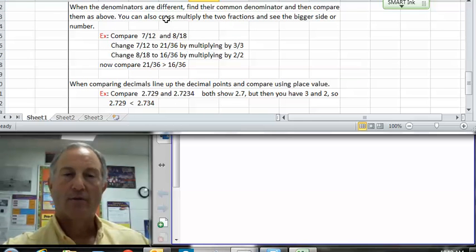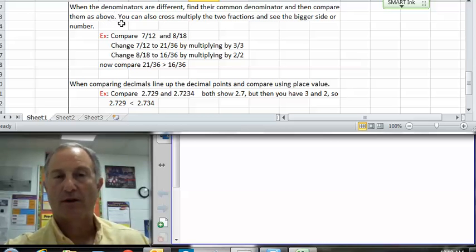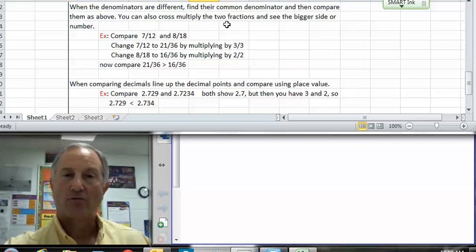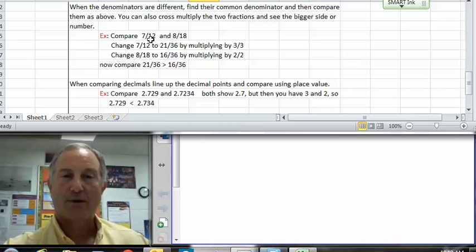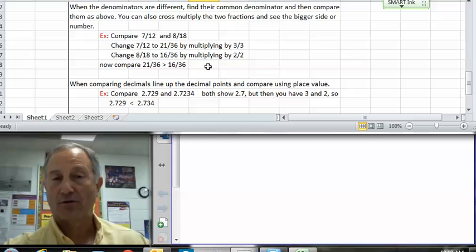When the denominators are different, try to find a common denominator and then compare them like above. You can also cross multiply the two fractions and see which is the bigger side. We'll talk about that some more in class. But to compare here, if you had 7/12 and 8/18, when you look at the 12 and the 18, you realize they both go into 36. There are other numbers they go into, but I chose 36.